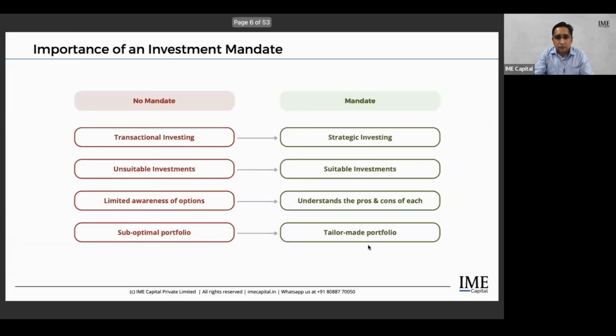Now, what is the importance of an investment mandate? A mandate basically helps you shift from transactional investing towards a more strategic investment plan, away from unsuitable investments that may not meet your requirements, towards investments that are very optimized towards you as an investor.